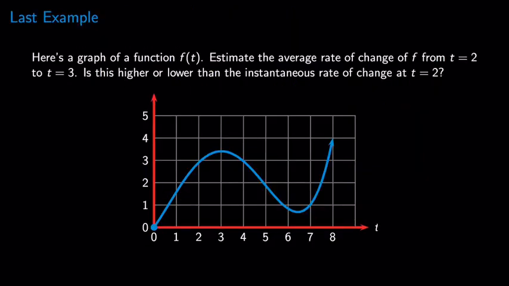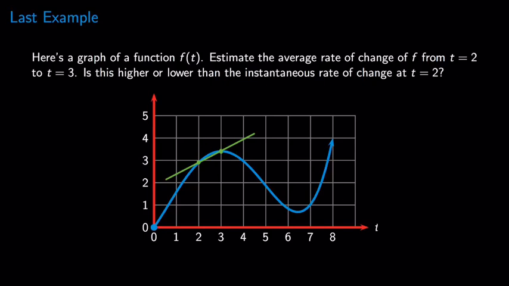So here's a different kind of example of a function that you might work with, say, in calculus. We want to estimate the average rate of change from t equals 2 to t equals 3. So all you got to do is you plot a point at 2, f of 2. You plot your other point at 3, f of 3. And then you connect those two with a straight line. That is the secant line between t equals 2 and t equals 3.